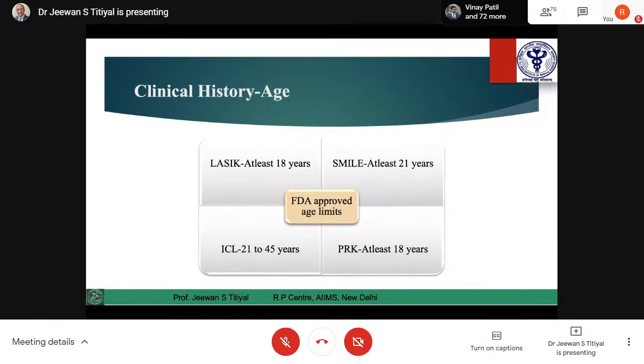Age-wise, we all know 18 years plus is recommended. But for SMILE, the US FDA gives us 21 years as a cutoff. Another important thing is male and female. Sometimes for females, we take a little younger age, and for males, a little older age group as such.